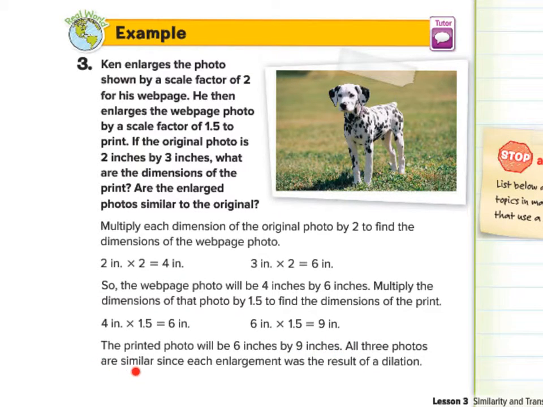All three photos are similar since each enlargement was the result of a dilation. So we used the same scale factor for all the dimensions. And when you do that, then it is a dilation, or it is a similar figure.